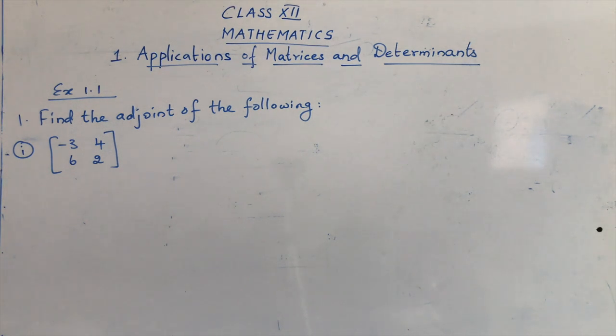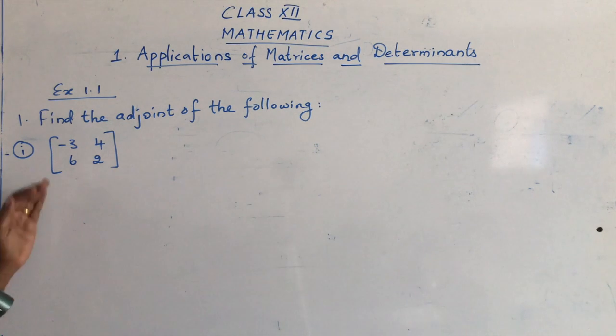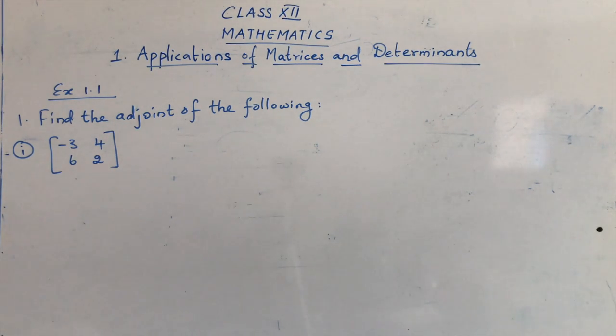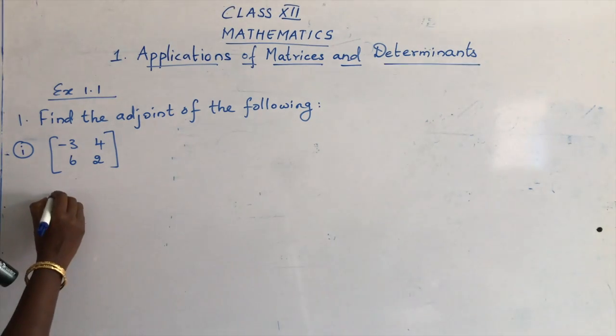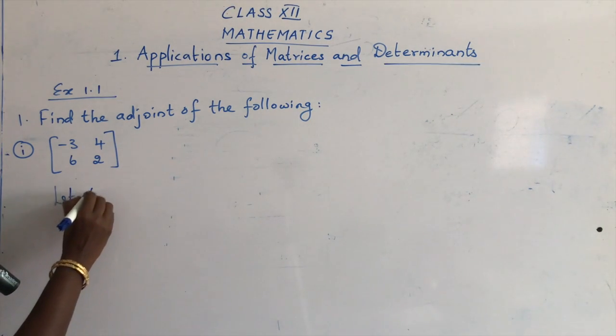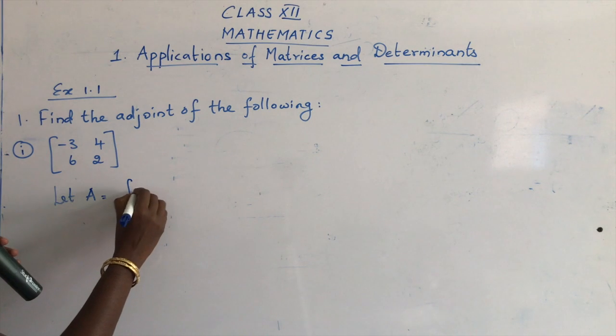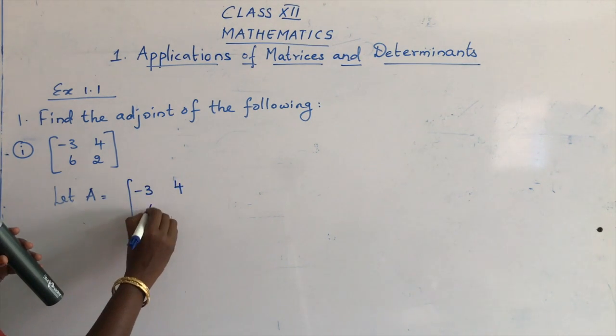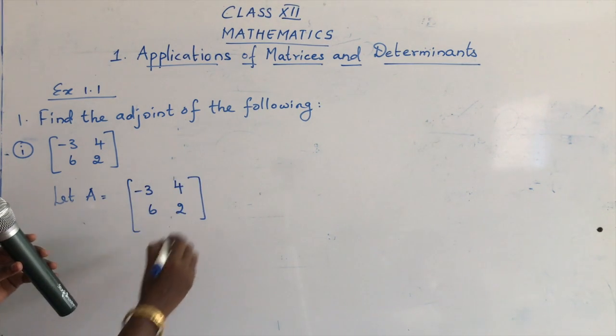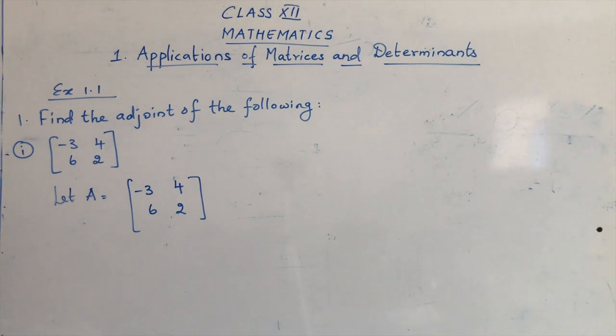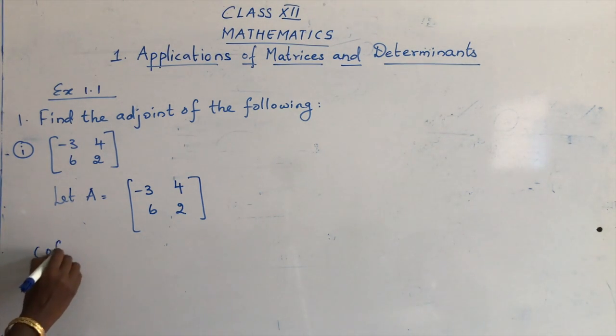I'll explain to you what is adjoint with the help of the sum. Let's go with the sum. So consider A, or you can say let A is equal to the matrix minus 3, 4, 6, 2. Now the next step is to find the cofactors of A.